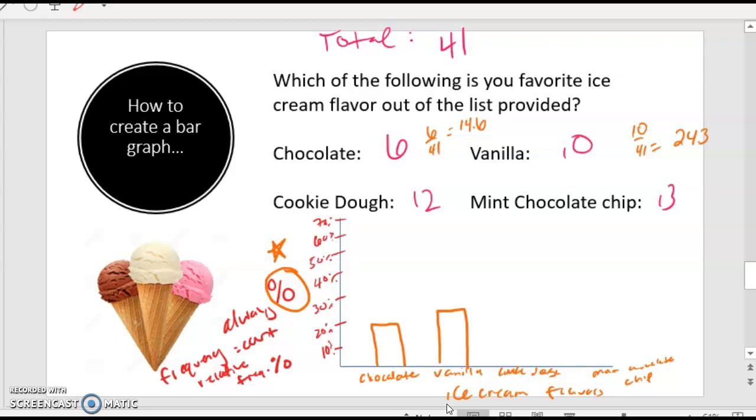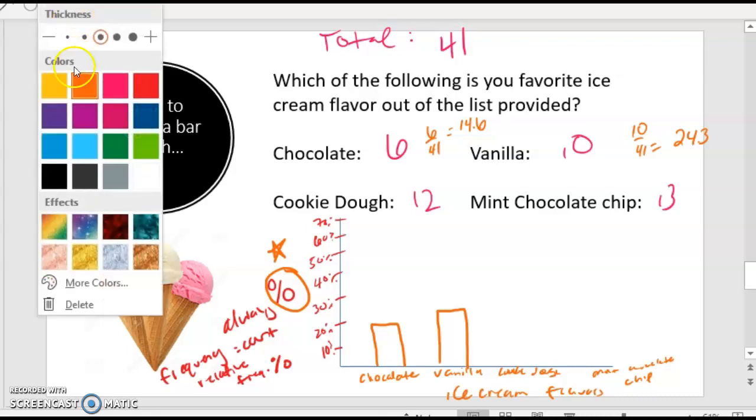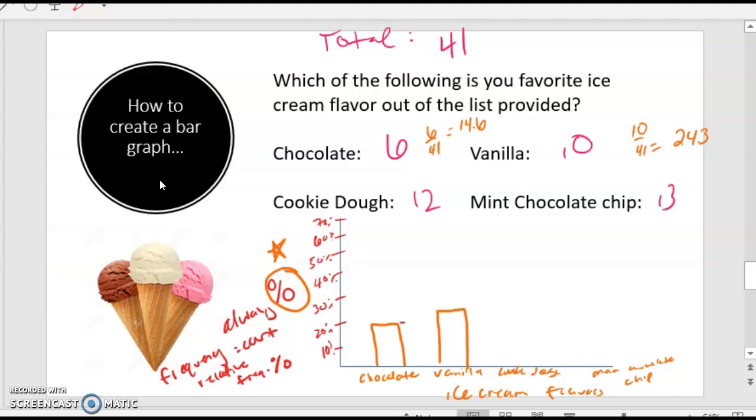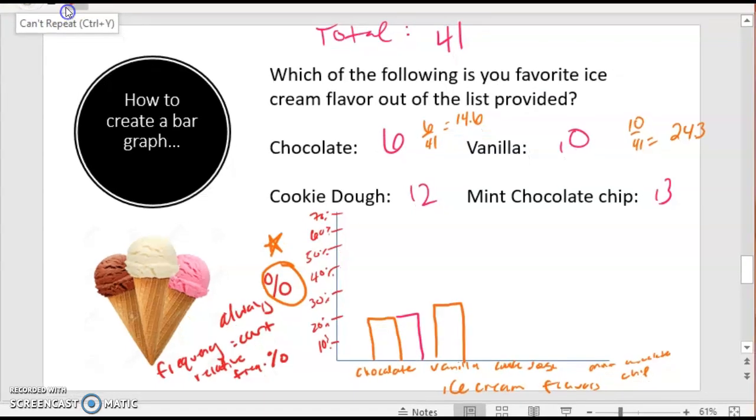Now I could make my bars split by females versus males. So if 3 females and 3 males like chocolate, then I could also represent colors and go beyond my graph, and I could have something like this. The categories themselves are chocolate, vanilla, but within those categories, I can break up by similar characteristics. So I can have categories like female or male within a category. All right, so cookie dough, if we take 12 over 41, that's going to give us 29%.